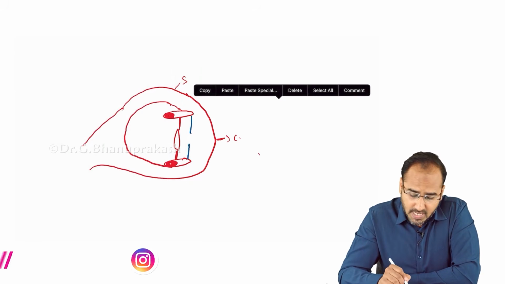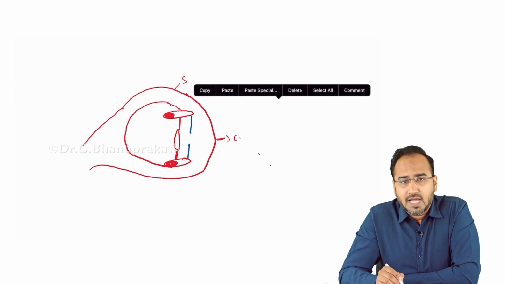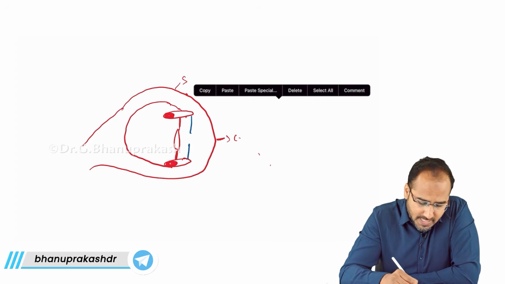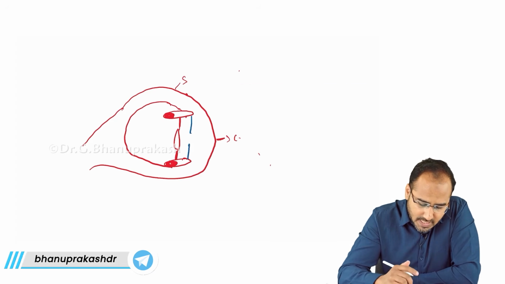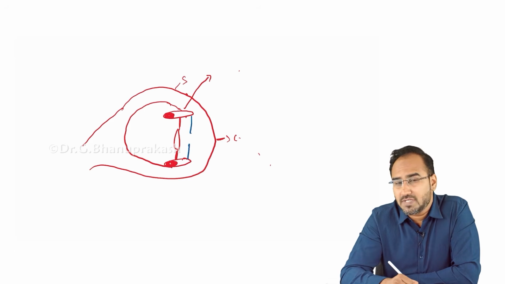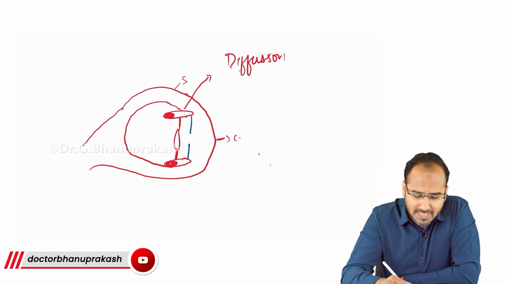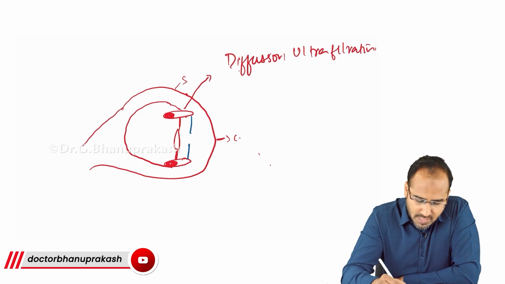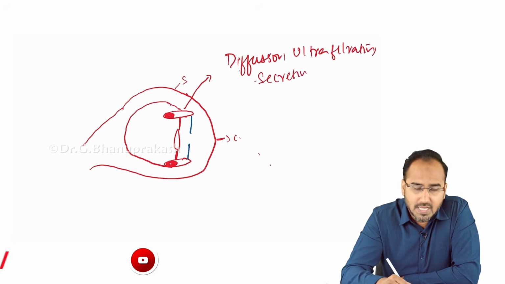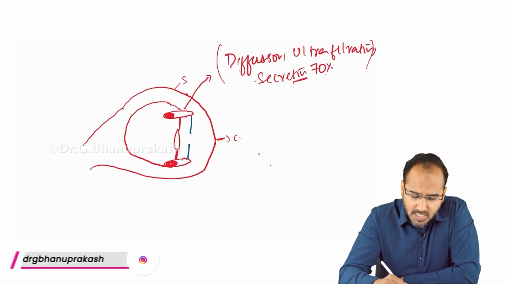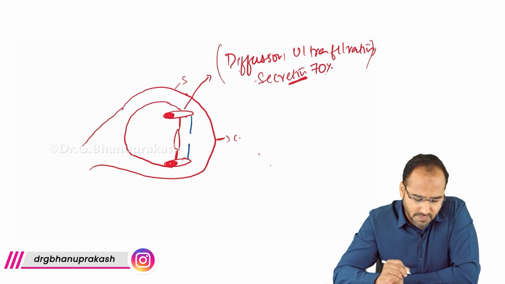So anyways, guys, my question to you was, what is the aqueous humor flow? First of all, aqueous humor is produced by pars plicata. How is it produced? Aqueous humor is produced by pars plicata by three mechanisms. One mechanism is called diffusion. Another mechanism is called ultrafiltration, and the last mechanism is called secretion. Aqueous humor is formed by these three mechanisms, but 70% of the aqueous humor is formed by secretion.